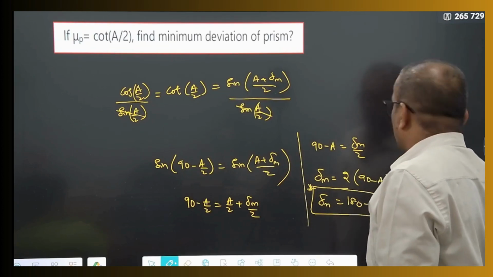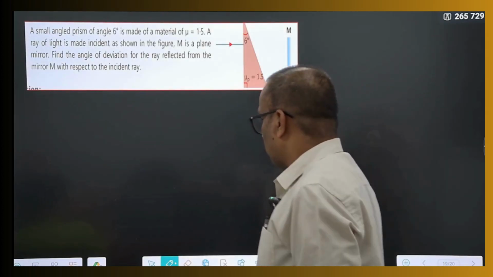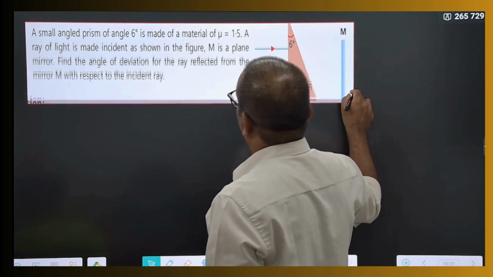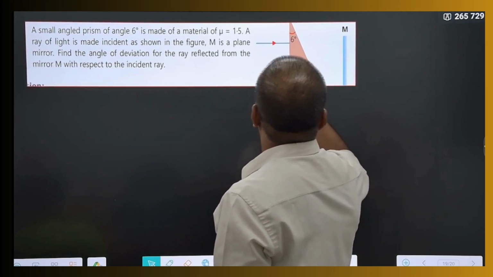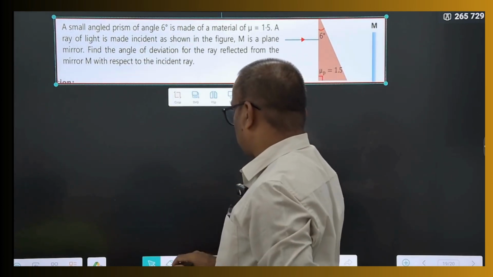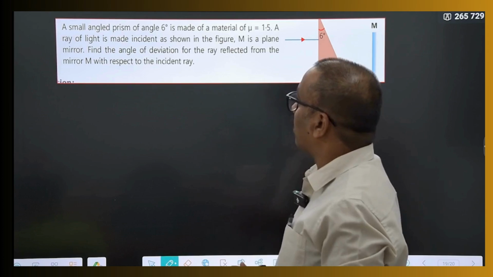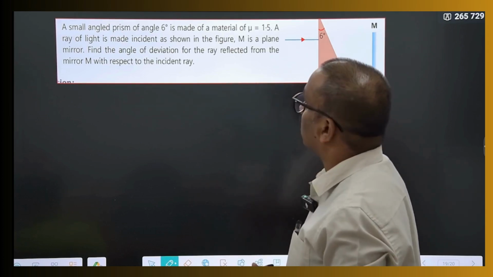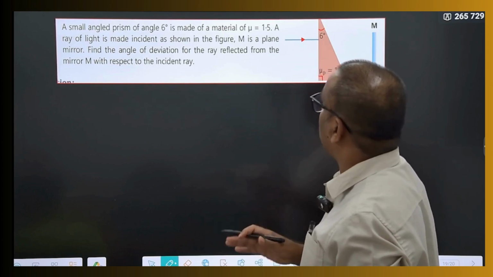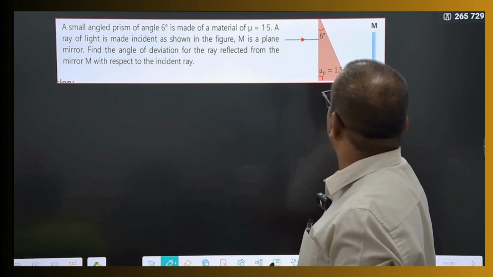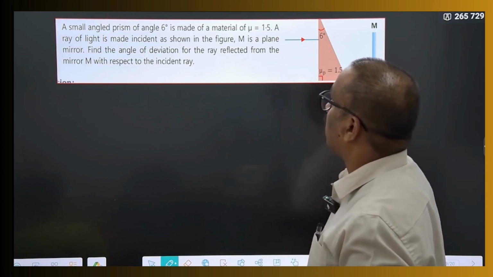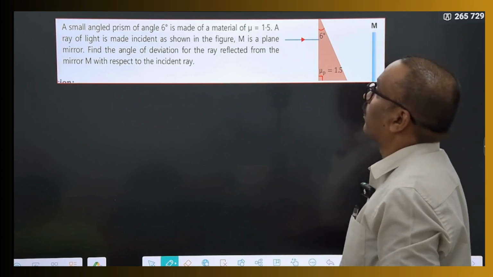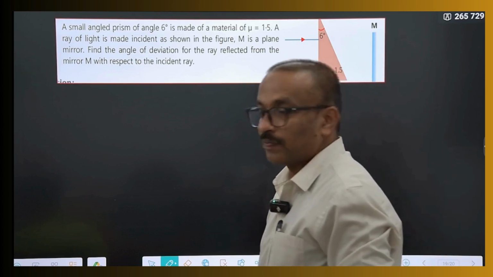Now, we will go for one more question. It is a small angled prism. A small angled prism of 6 degree is made with a material of this one, and a ray of light is incident as shown onto this one. M is the plane mirror. Then find the angle of deviation of the ray reflected from the mirror with respect to the incident ray.